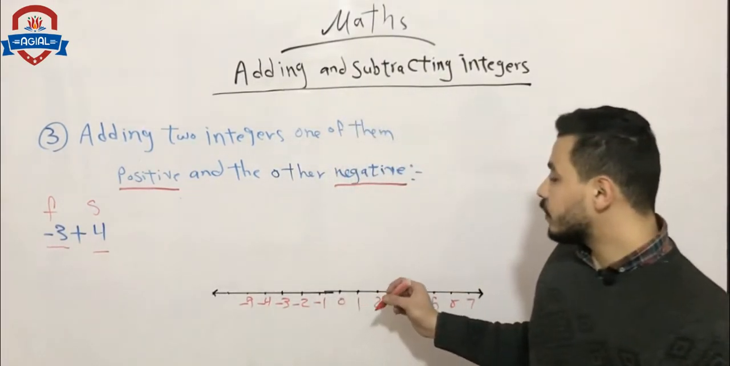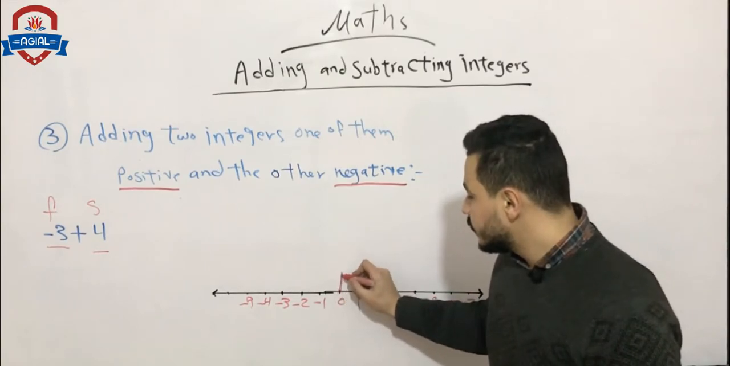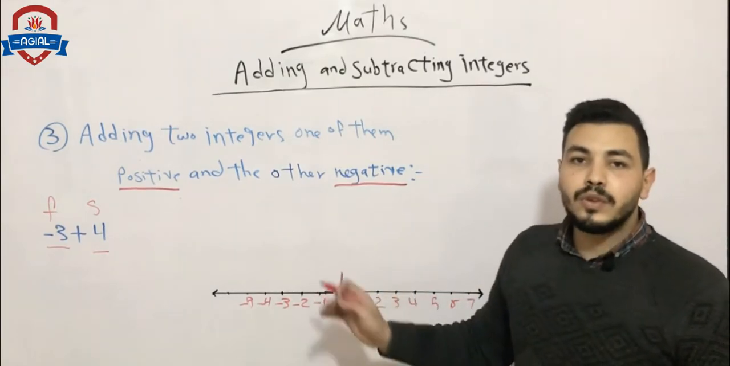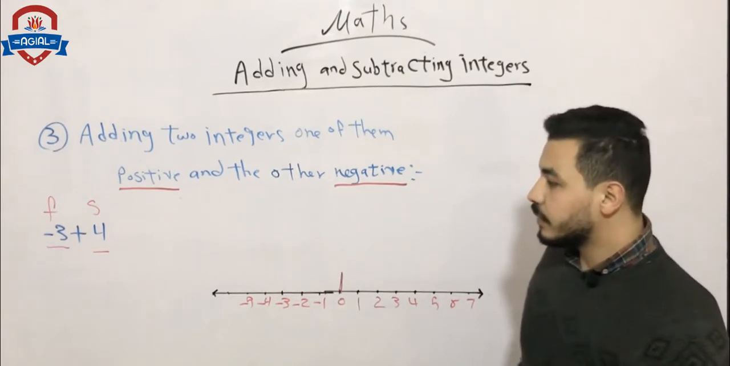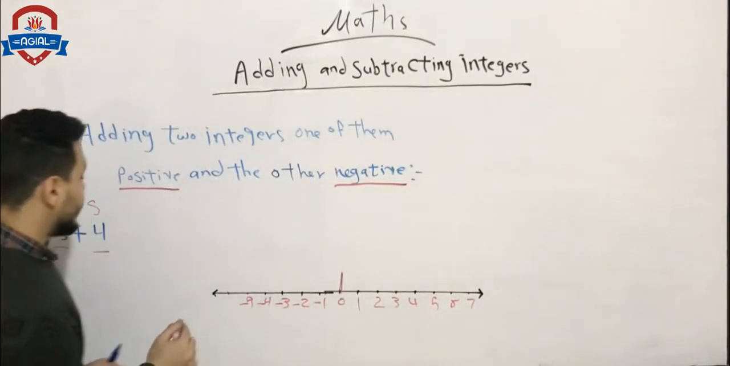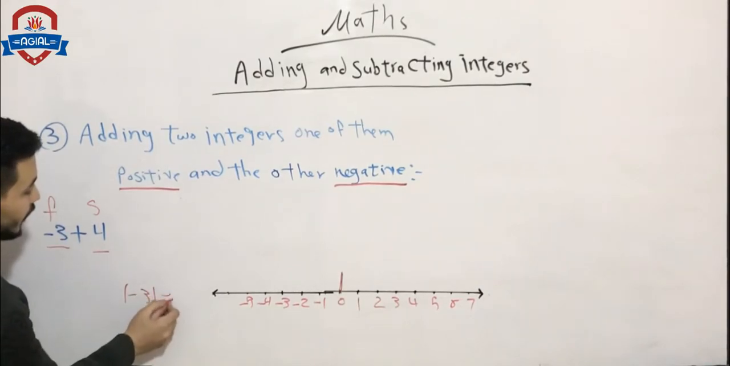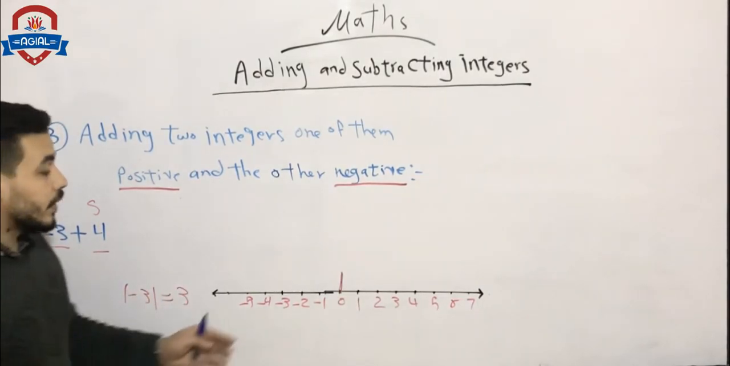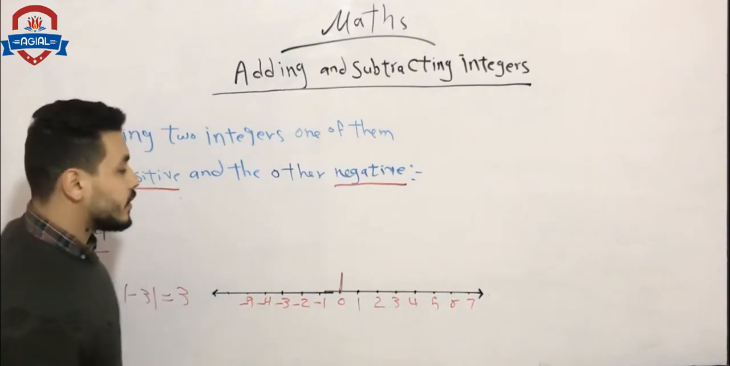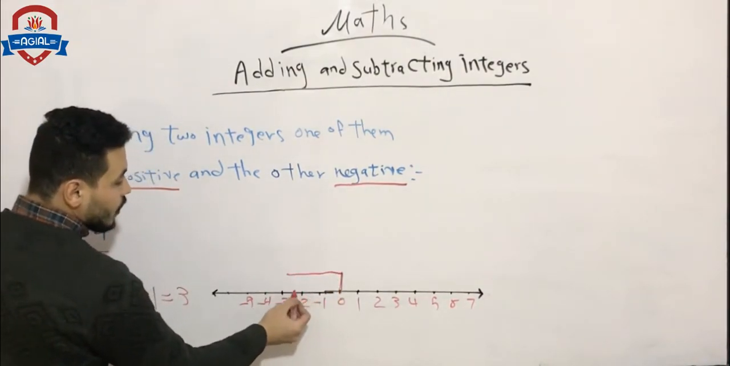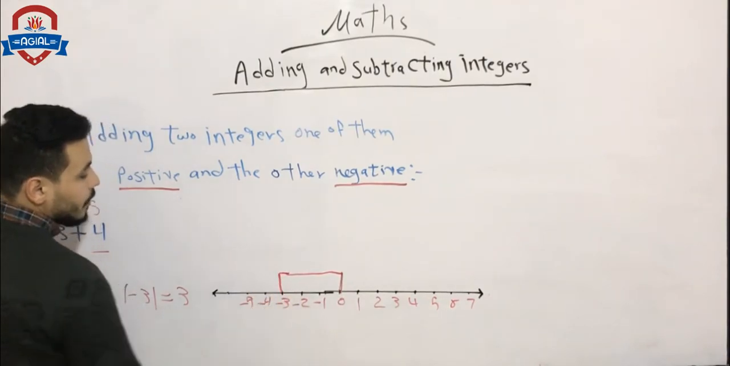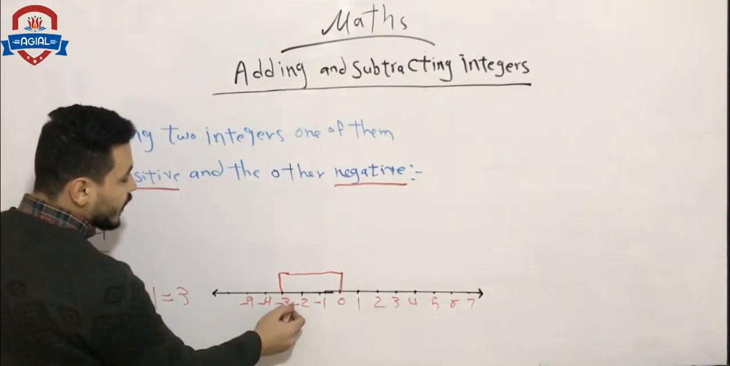So we start from 0 and move to the left the absolute value of negative 3. The absolute value of negative 3 equals 3. So we need to move to the left 3 units. 1, 2, 3. And stop here. So now we have negative 3.